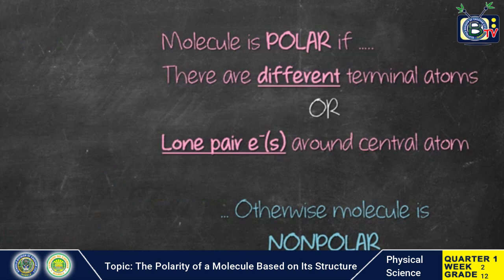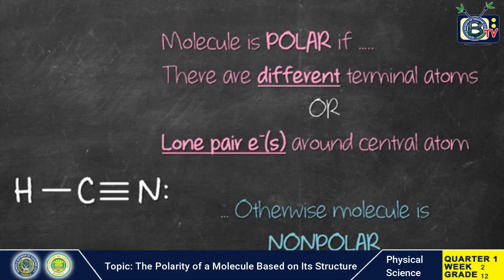Let's take a look at another example. HCN. Are there different terminal atoms? The answer is yes, because we have hydrogen and nitrogen. Since this statement is true, therefore HCN is a polar molecule.